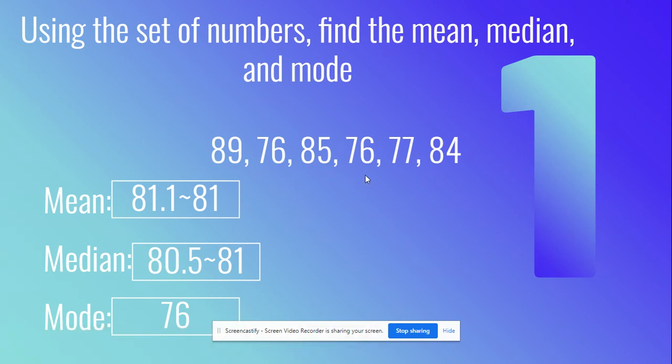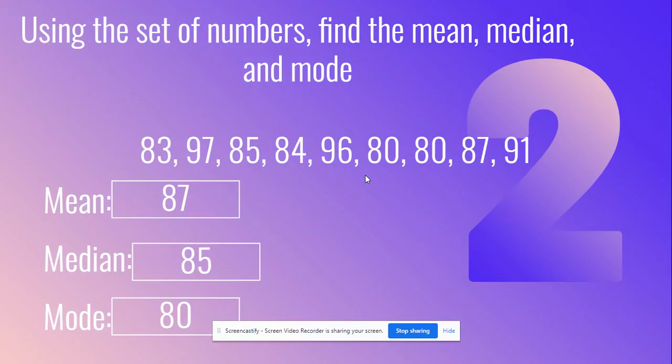All right, let's go on to the next slide. So same thing here again. We want to find the mean, median, and the mode. And once again, our numbers are not in order from least to greatest. So once you do that, then we can move on. All right, so the mean, we add up all of these numbers and then divide it by 1, 2, 3, 4, 5, 6, 7, 8, 9. Okay? And you're going to come up with 87.